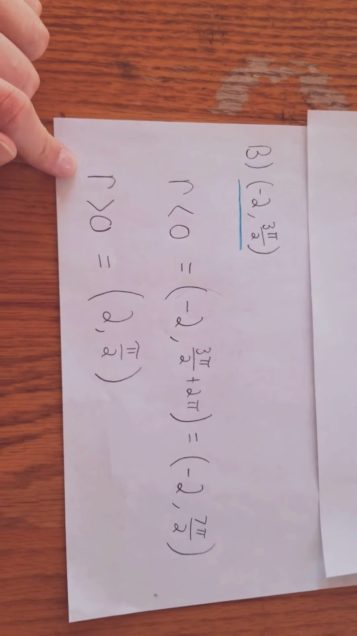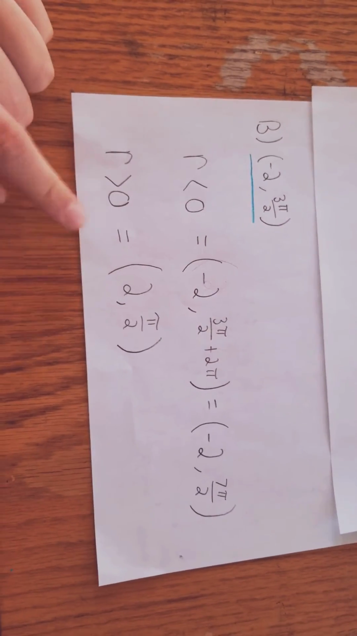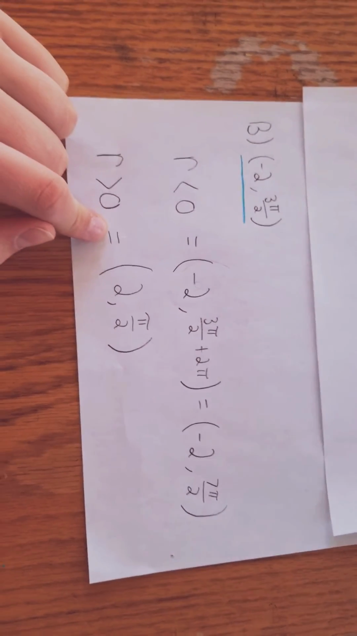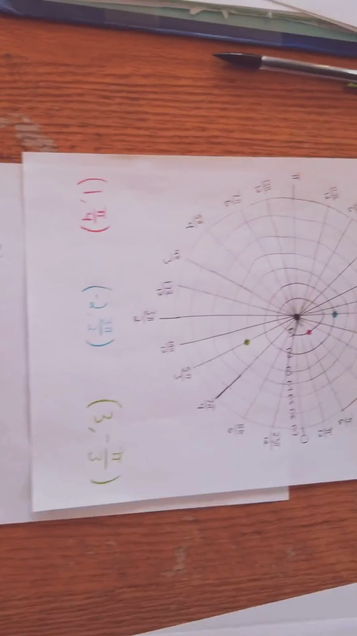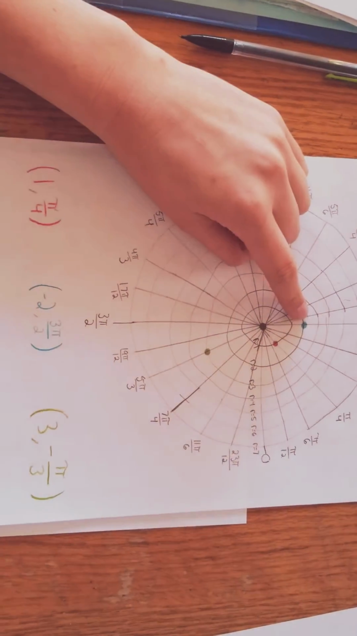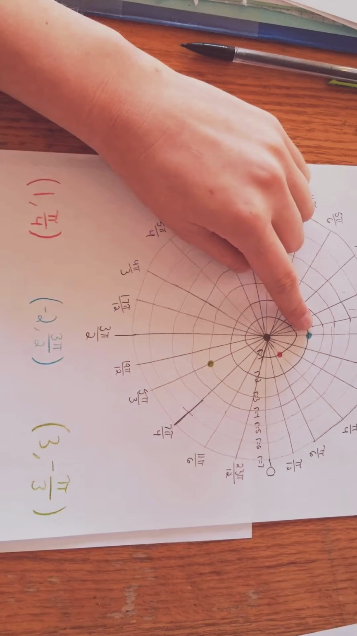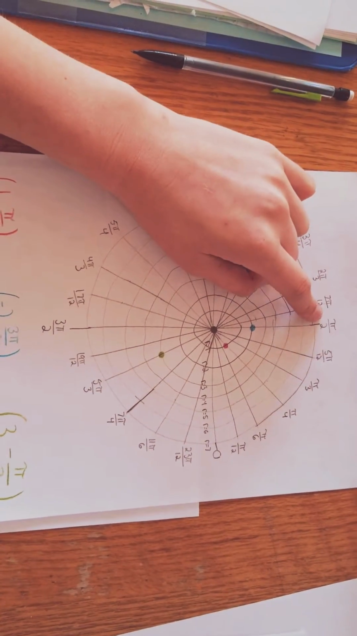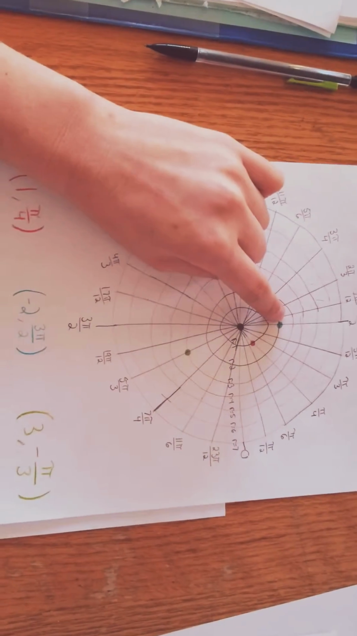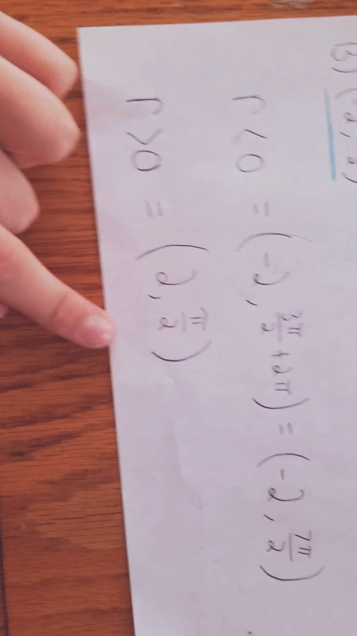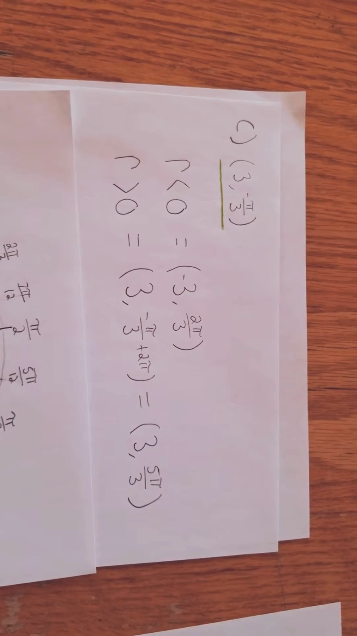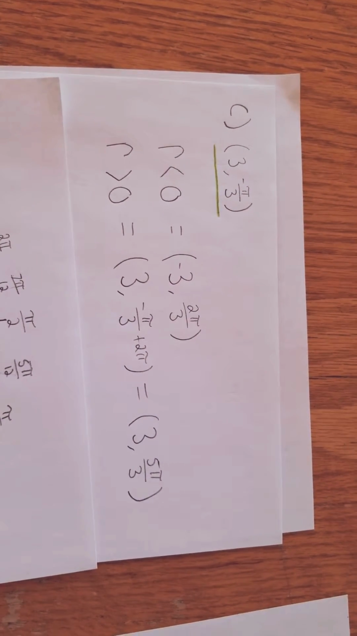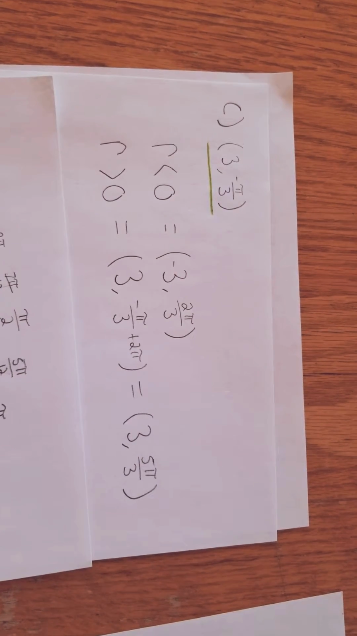Now to get a radius that is greater than 0, we're going to do the opposite of what we have up here. The point was 3 pi over 2 and -2, so we're going to take pi over 2 and just go 2 radiuses up, because they are the same across, to give us 2 and pi over 2. Okay, so our last point is 3 and -pi over 3.